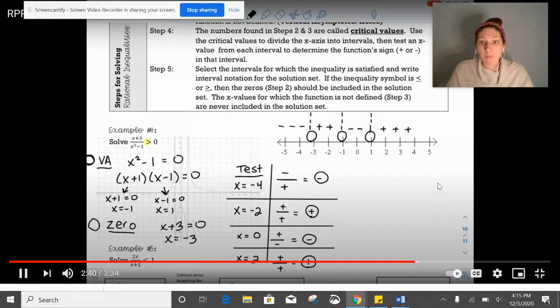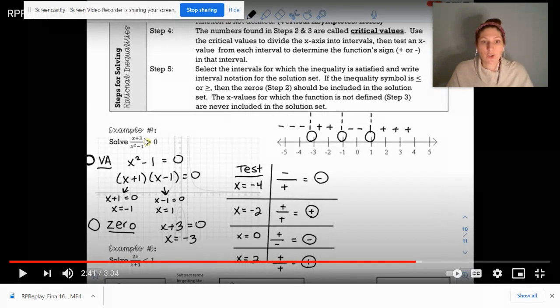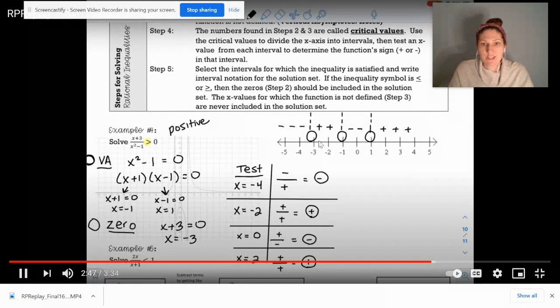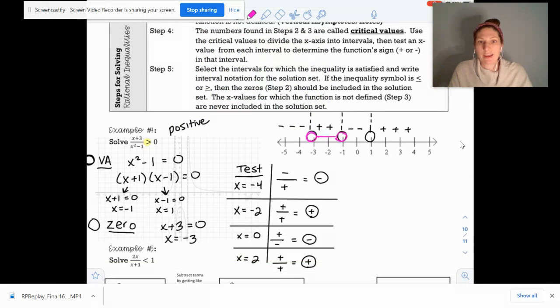Now this problem wanted to know where is the function greater than 0. If you're greater than 0, you are positive. So I want to highlight on the number line where I had positive numbers. So I'm going to take my highlighter and I'll highlight this region right here. So from -3 to -1, and then from 1 to positive infinity. So take your highlighter, you're highlighting the solution.